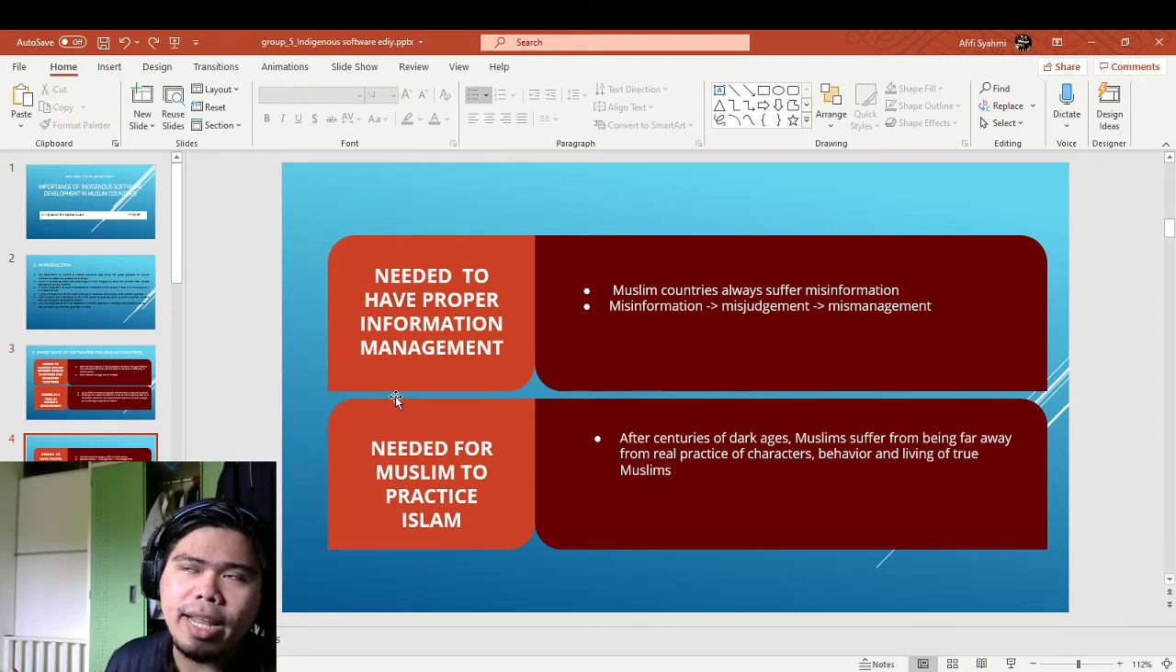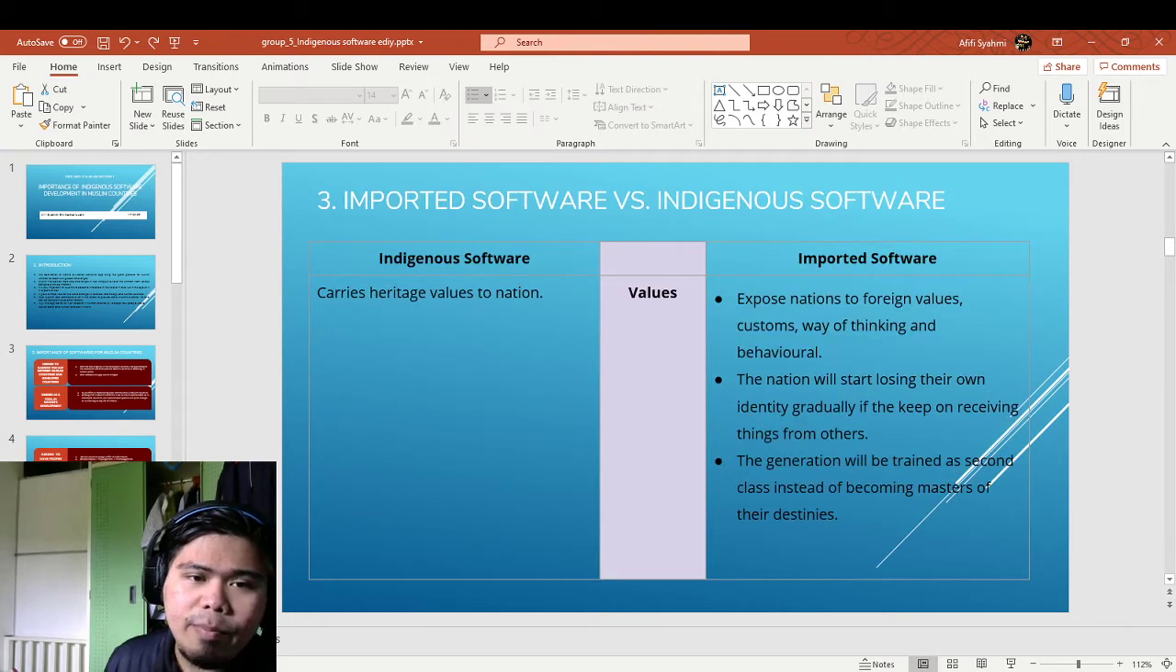Okay, next is to have proper information management. This is because there's a lot of misinformation happening in undeveloped countries like Muslim countries. So then we need that. Okay, next, last but not least, it is needed for Muslims to practice Islam. After Islam has suffered through the dark ages, Muslims find it hard to practice the true practices of Islam. So with the assistance of this software, we can help them to achieve that kind of practices.